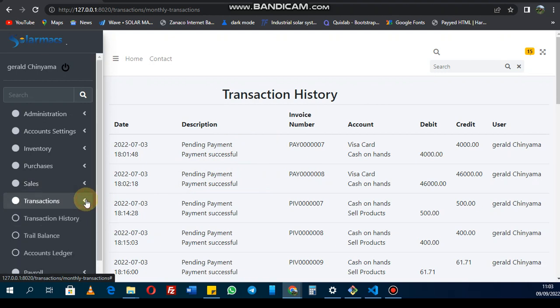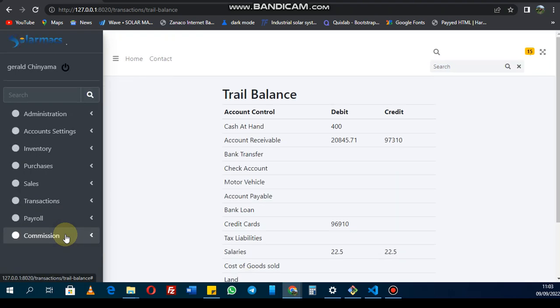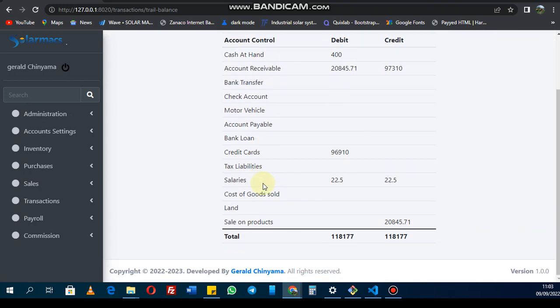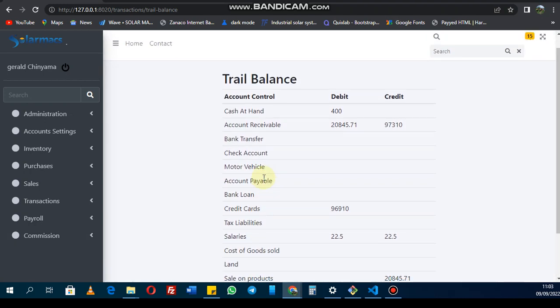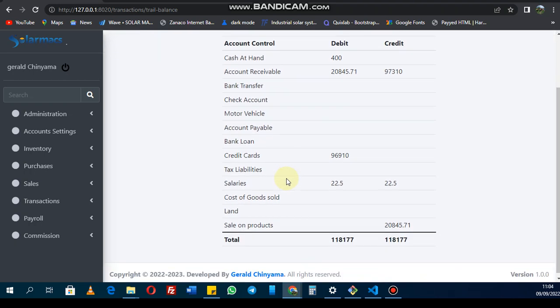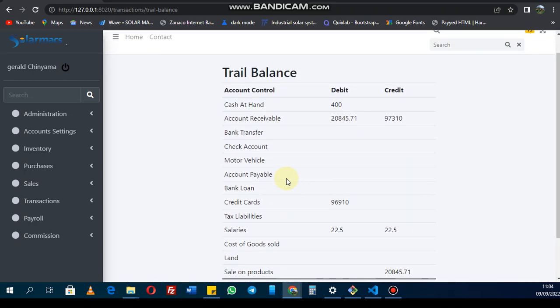Another item under transactions is the trial balance. When you click on trial balance, it shows you all the account heads with their resting balance. For example, all accounts that fall under cash on hand, this is how much they have in the debit and in the credit. Each account head shows you how much is in the individual accounts under that account head. For example, all accounts that fall under credit cards have this amount in their debit. Everything under salaries has this amount.